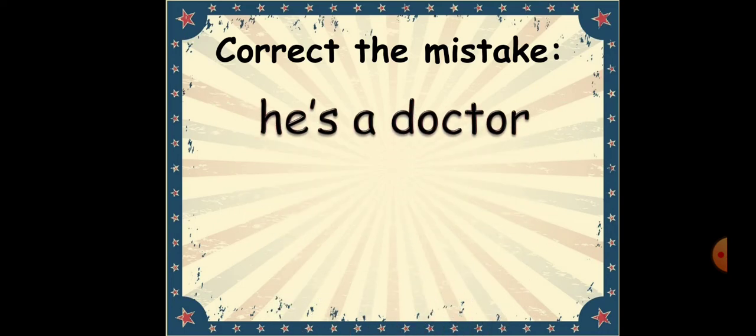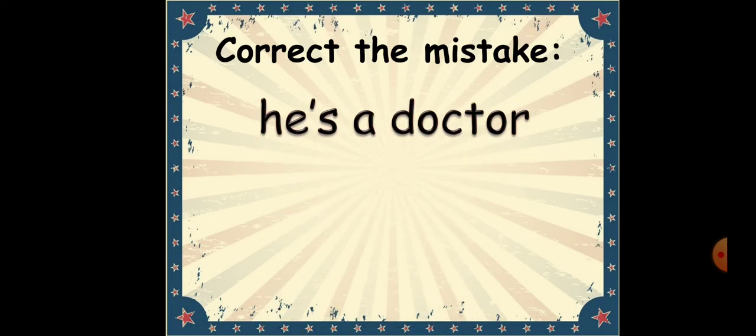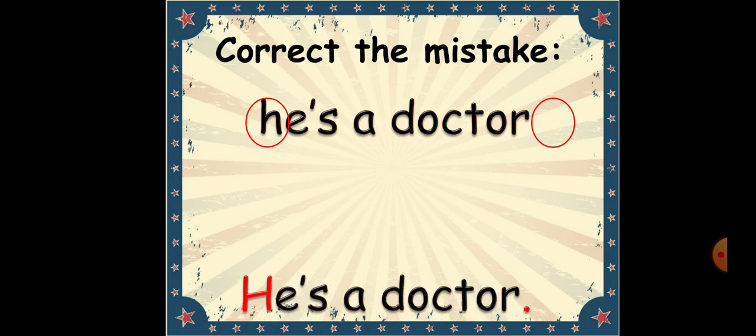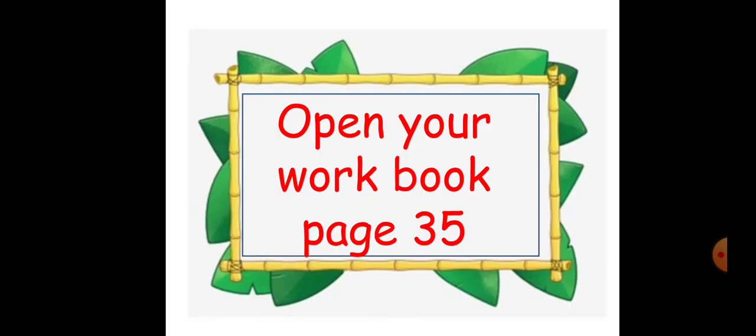He's a doctor. He is a doctor. Where are the mistakes? Yes, small ha, and we don't have a full stop. So the right answer is, he's a doctor, with capital ha and a full stop at the end of the sentence. Excellent. Now, open your workbook, page number 35, please.